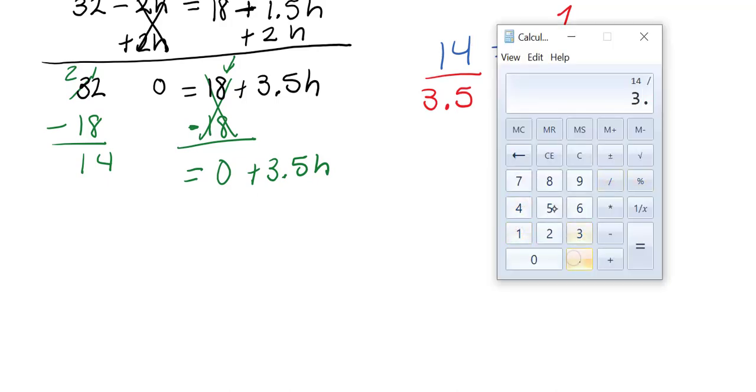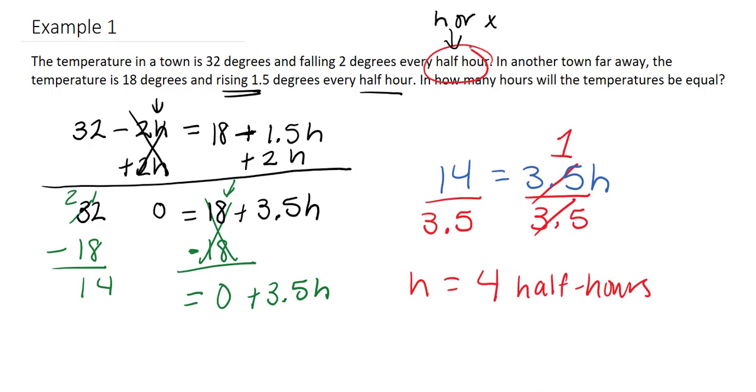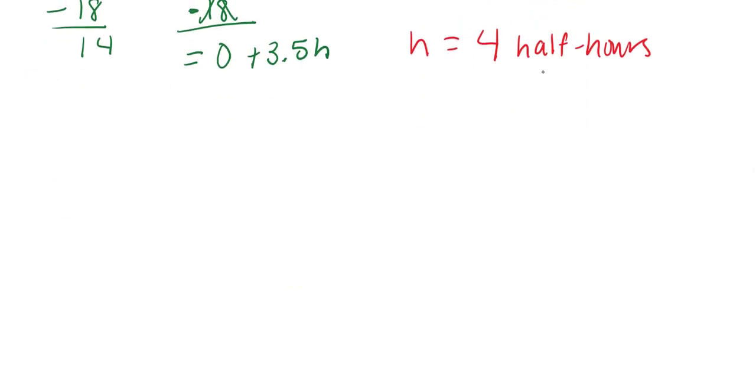14 divided by 3.5, and we get 4. So we have h is equal to 4. Now this is for half hours, right? We set up the problem to be every half hour. And what's our question? In how many hours will the temperature be equal? Well, for every hour, there are 2 half hours. So we can just go 4 divided by 2, and then we get the answer of 2 hours.